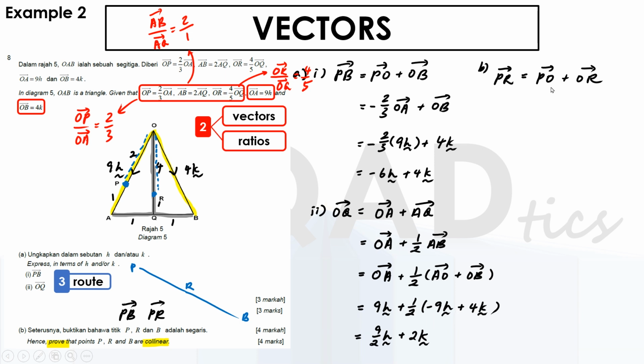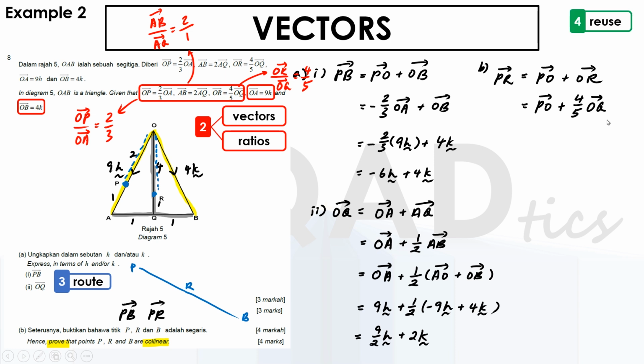So for PO, we can remain it first, right? For OR, we know that it is 4 parts among the whole line OQ. Right? In total is 5 parts. So we can use the ratio which is given here. Right? OR equals to 4 over 5 OQ. So I'll write it here. Okay, so PO I can directly take from here, which is negative 6H, and for the OQ we don't need to find it again because in part A2 we already found it, which is this.